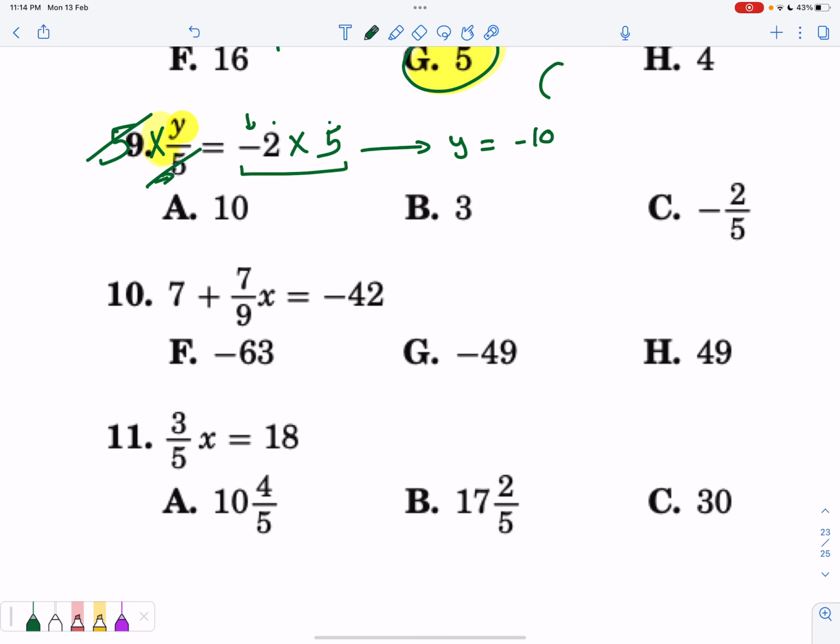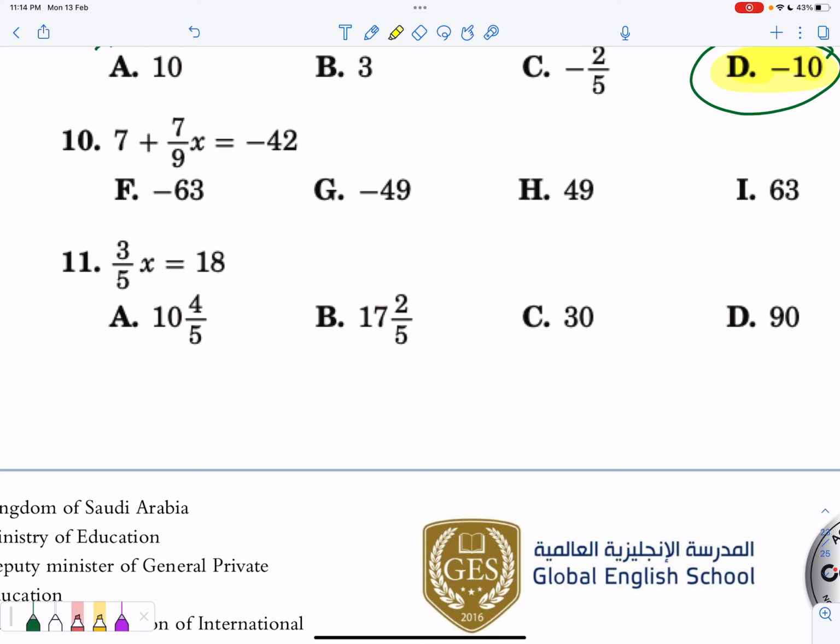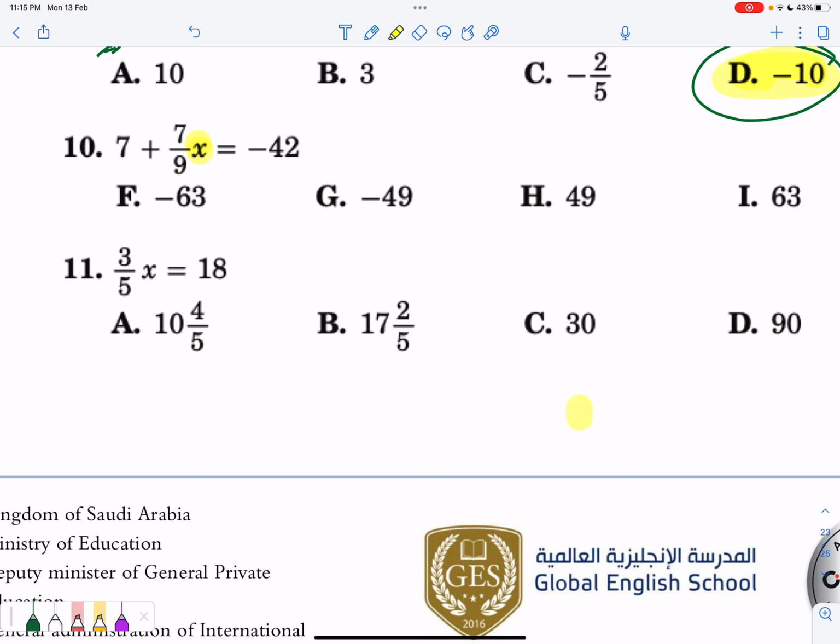Alright, after that we have number 10. 7 plus 7 over 9x equals negative 42. So to solve that, we have a two-step equation, okay? The variable here is the x. So we know that, if you study, of course you will know that when we have a two-step equation, first we undo the adding and the subtracting in the equation. Then we undo the multiplying and the dividing, okay? This is the order that we follow when we have equations.